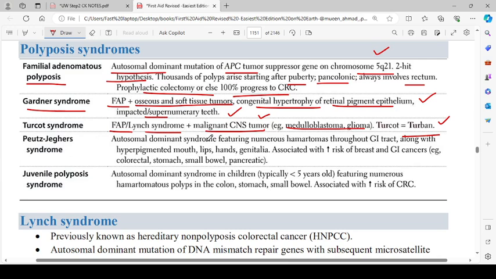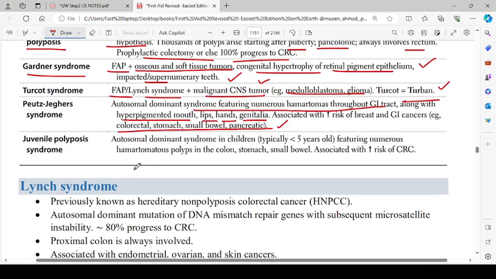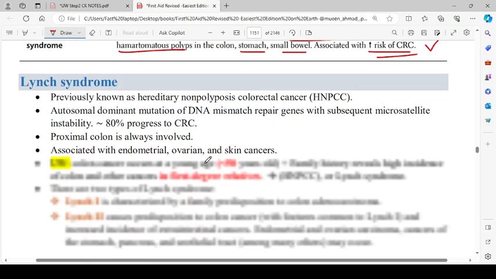Then Peutz-Jeghers syndrome, an autosomal dominant syndrome featuring hamartomas throughout the GIT, along with hyperpigmented mouth, lips, hands, and genitalia. It is associated with an increased risk of breast and GI cancers like colorectal, stomach, small bowel, and pancreatic. Juvenile polyposis syndrome, an autosomal dominant syndrome in children, typically less than 5 years old, featuring numerous hamartomatous polyps in the colon, stomach, small bowel, and they are associated with an increased risk of colorectal cancer.